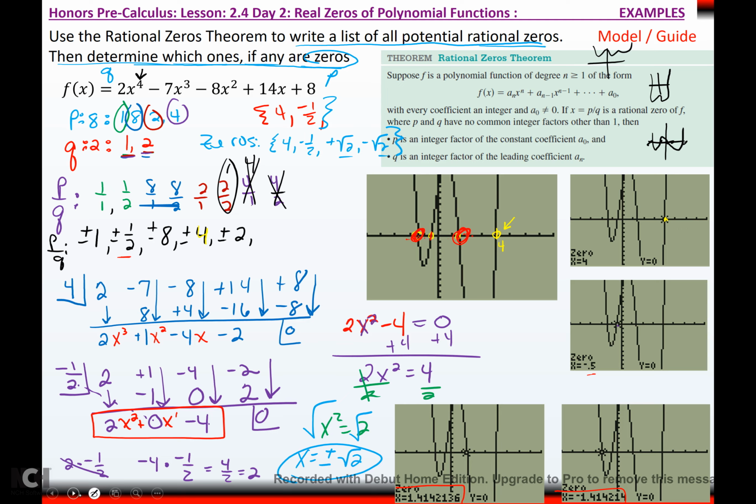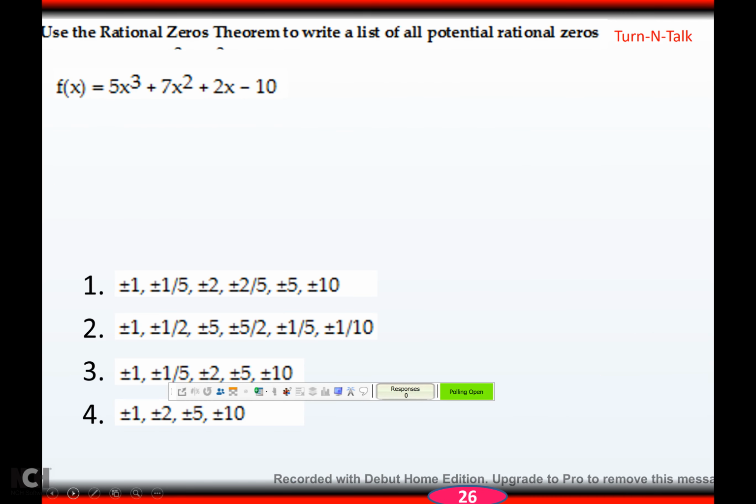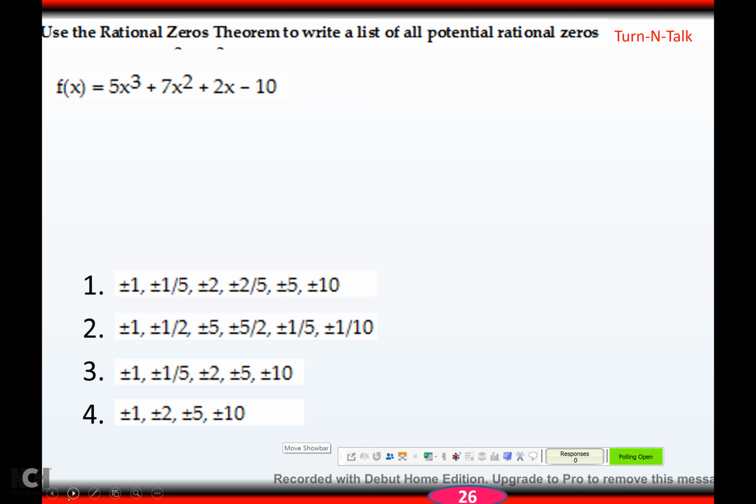Okay? Alright, so you hit pause and try this one. See how well you do. Come back when you're ready.